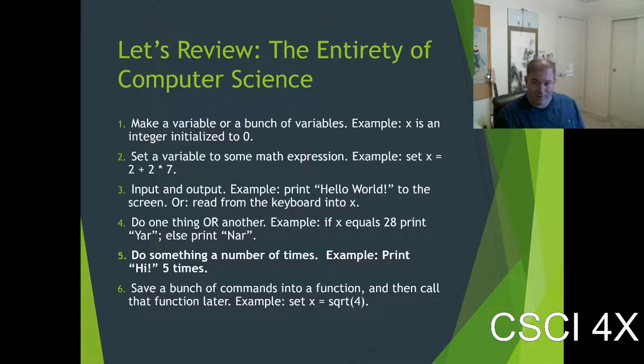So, what are the 6 things in computer science? The 6 main tools, the 6 things that everybody learns. First, make a variable. You guys know how to do that. Int x equals 0. Float f equals 5.3. Char ch equals 's', single quote, s, close single quote. There's variables and types of the variables. There's 3 things, right? There's the type, the name, and the initial value.